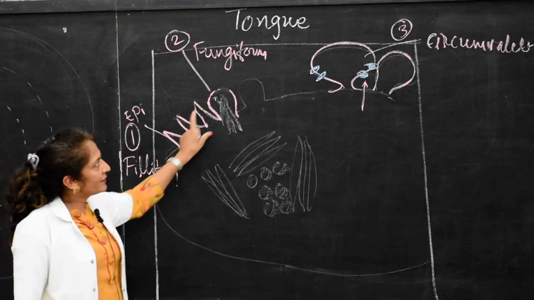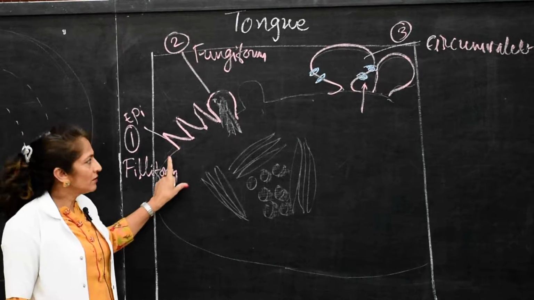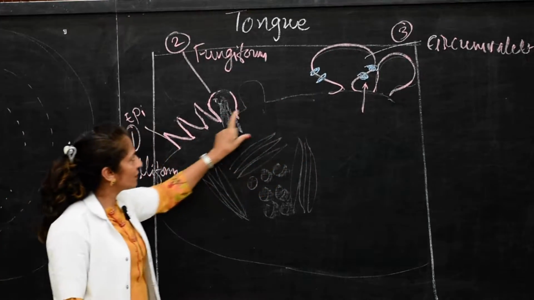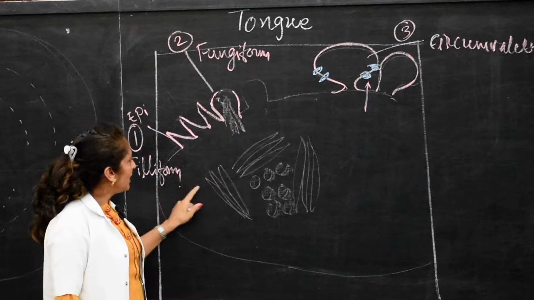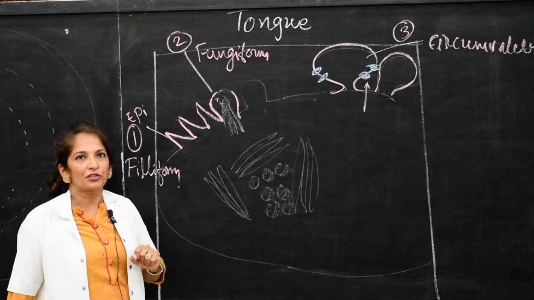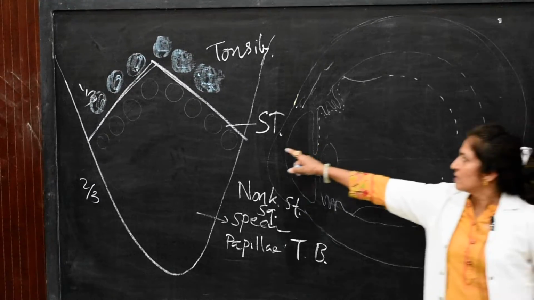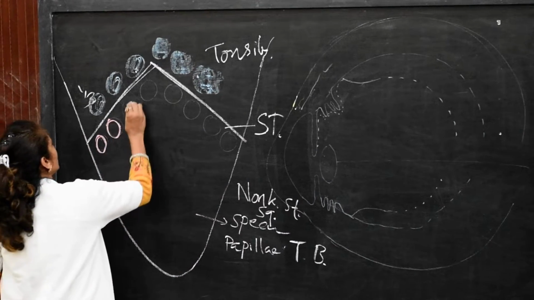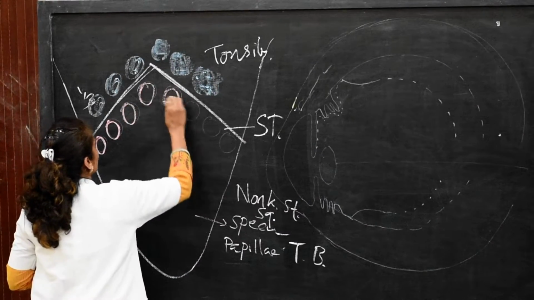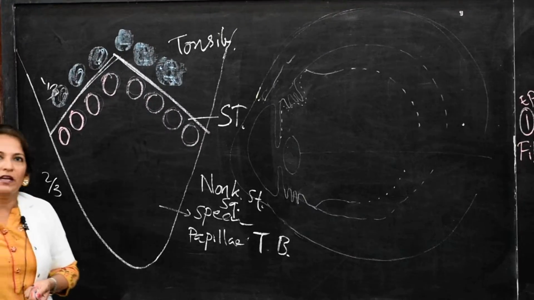If we see these three types of papilla location-wise, filiforms are present on the dorsal surface throughout the tongue. Fungiform are nearer to the tip portion, and circumvallate are in front of the sulcus terminalis, these elevations, in front of the sulcus terminalis. 8 to 16 circumvallate papilla will be there.